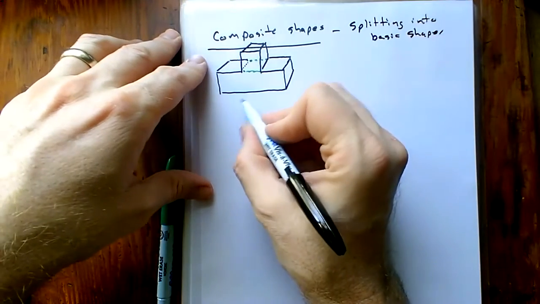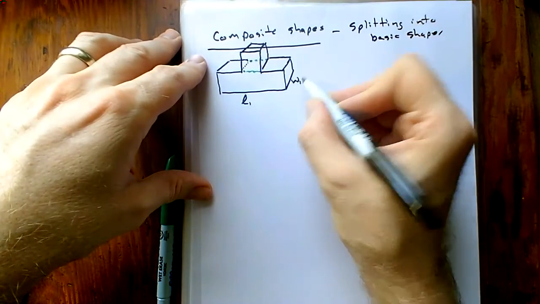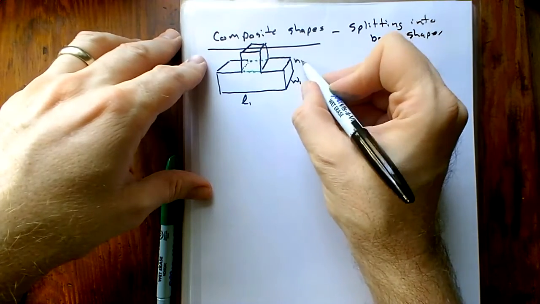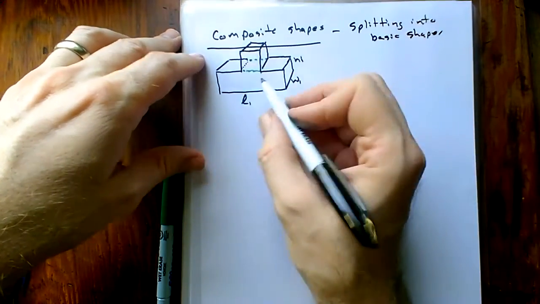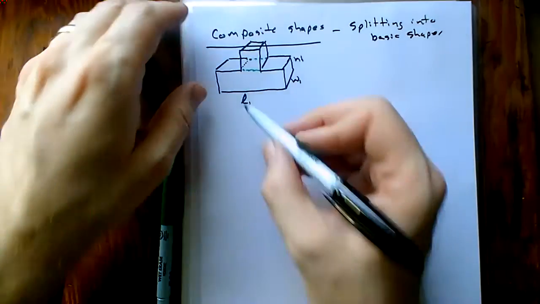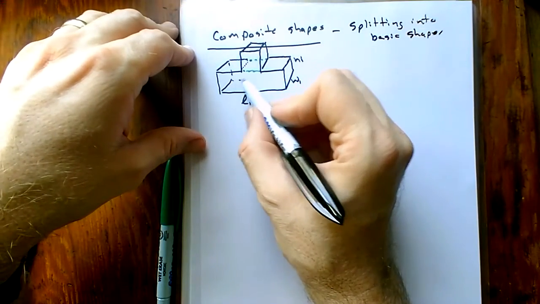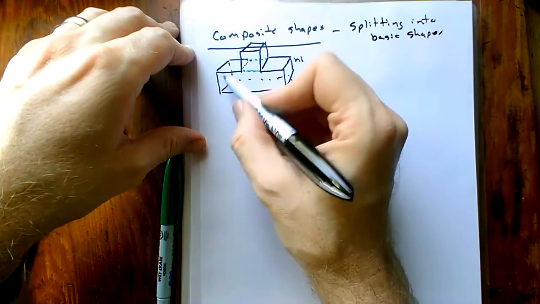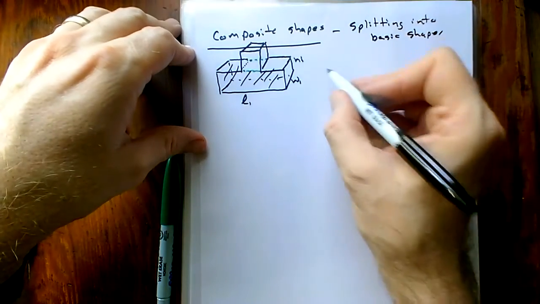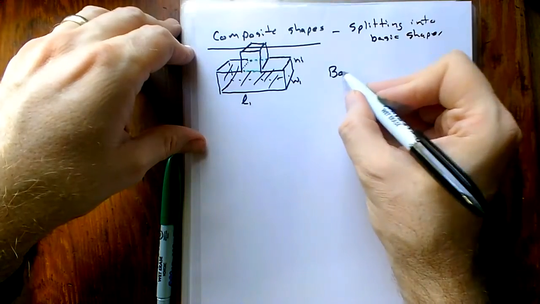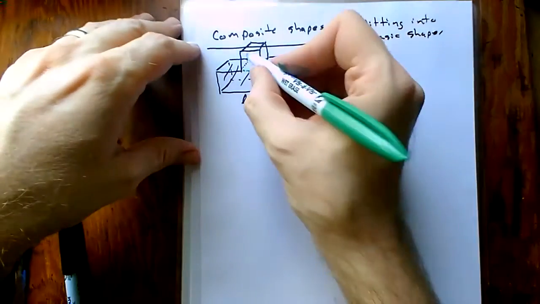So here I would say, oh, I've got my first length, my first width, and then my first height. This right here would be for the volume of this large box right down here. So I would say, okay, I'll call this box 1, and then I'll add to that box 2.